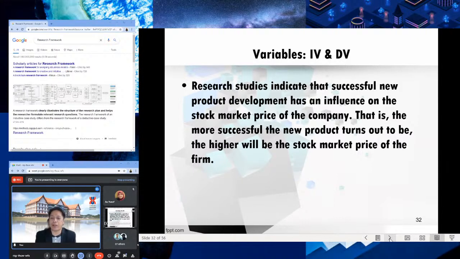Which one is the dependent variable? Anyone? Product development, new product development, or stock market? Anyone, please guess. Which one is IV and DV? I think DV is the product development, and the IV is the stock market price. Maybe.